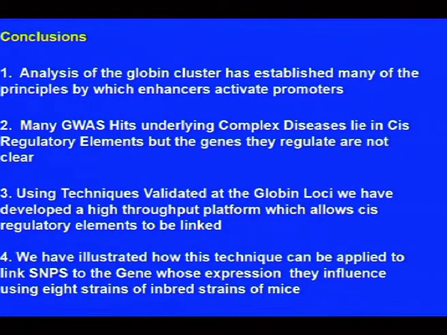So using the techniques which we've validated at the globin loci, we've shown that we can use a high throughput platform which allows us to link cis-regulatory elements to the genes that they actually regulate. And we've illustrated in this last little bit how the technique can be applied to link SNPs to the gene whose expression they influence, using the trick of inbred strains of mice. The next part of this is to move this platform over to human genetics and see if we can identify the genes that are being regulated by some of the strong GWAS hits that we know to be associated with common diseases.